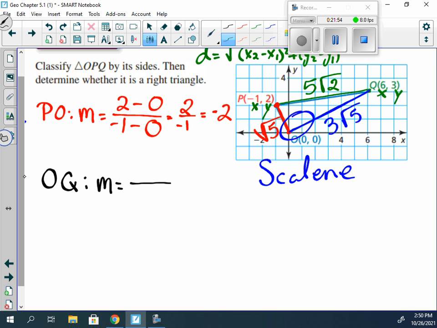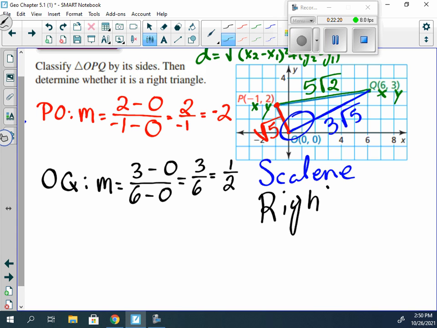Well, the y value for Q is 3? The y value for O is 0? The x value for Q is 6? And the x value of O is 0. 3 minus 0 is 3, 6 minus 0 is 6. So this would be a scalene, right?